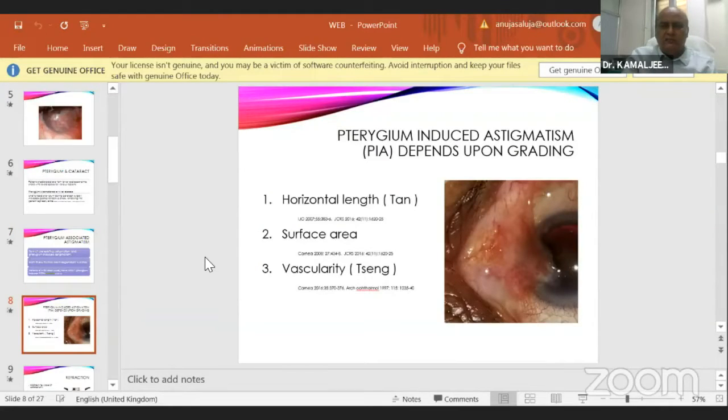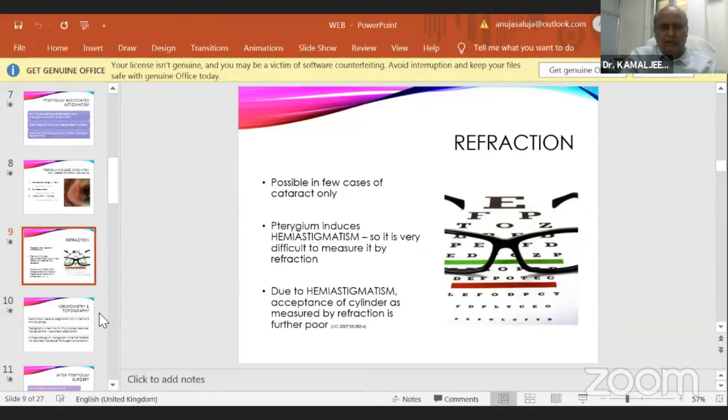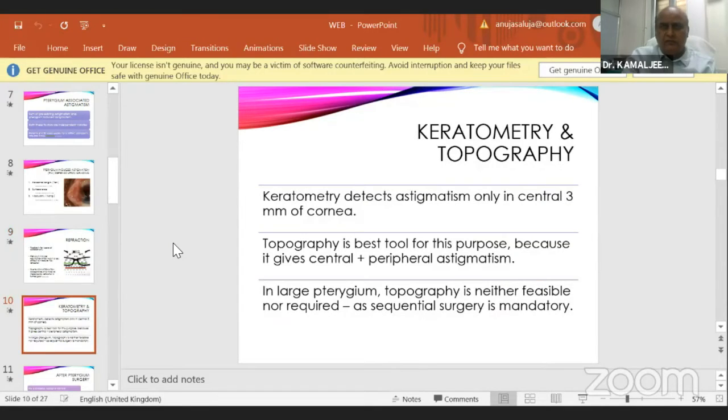So the astigmatism depends on the horizontal length of the pterygium. More the length, more is the astigmatism, and the surface area, which is more, then it also leads to more astigmatism, and more the vascularity, more are the chances that the astigmatism would be more. And refraction in our setup, many a times it's not possible because the patients come with mature cataract, and if it is covering the pupillary area, you cannot do refraction. So the power cannot be done easily.